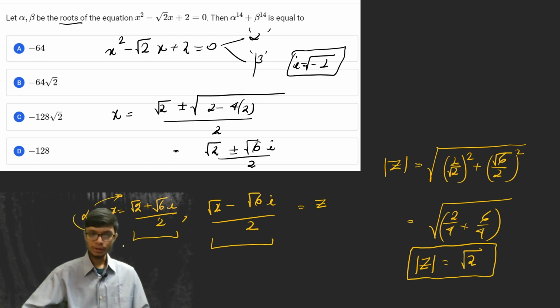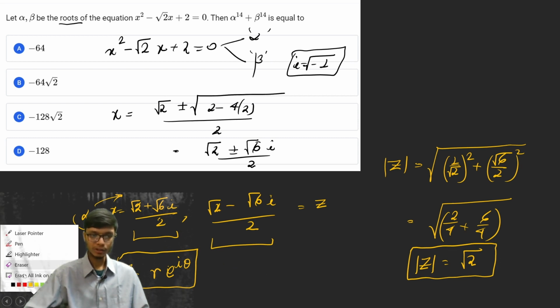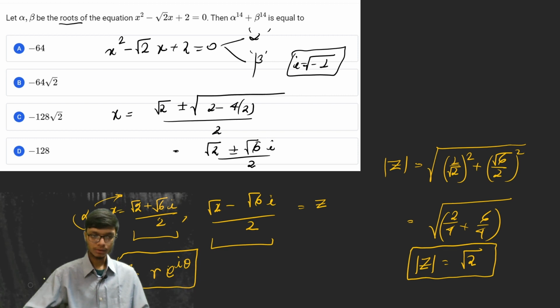Therefore, because I get the roots as complex numbers, the notation I will be using is z is equal to r into e raised to the power i theta. That is the Euler notation. I hope you have studied this in your complex numbers. So this is the Euler notation of writing complex numbers.